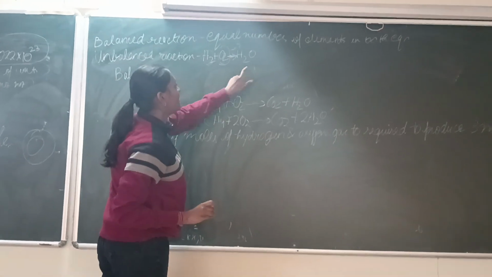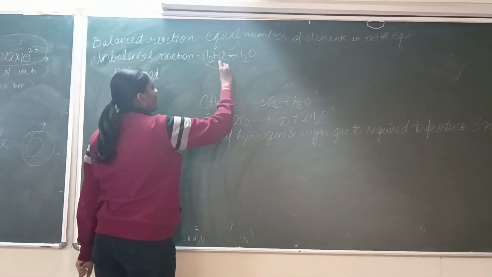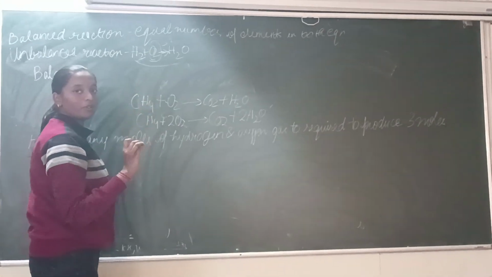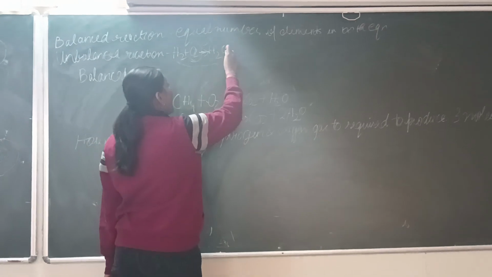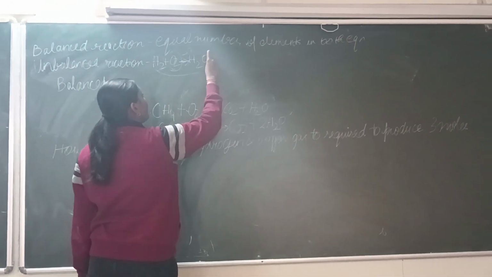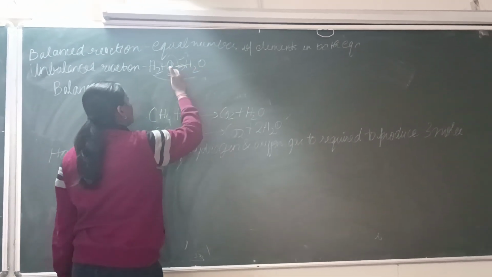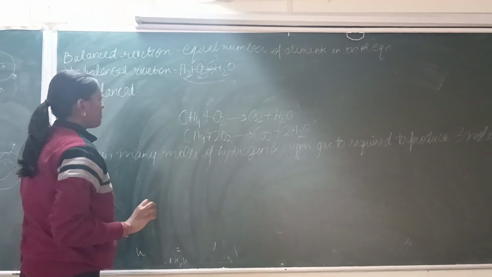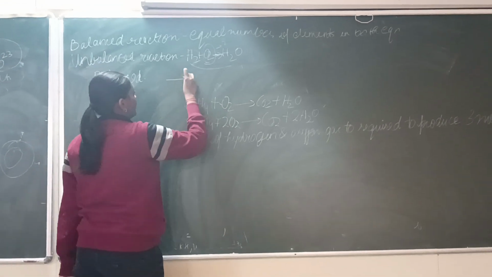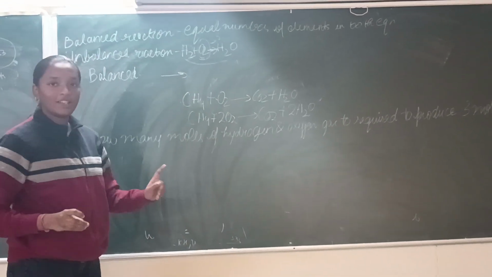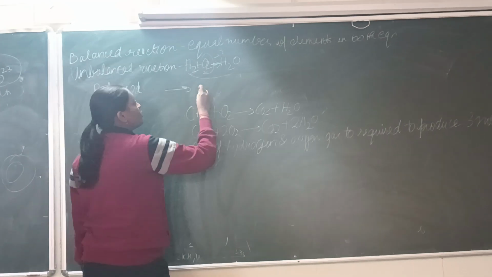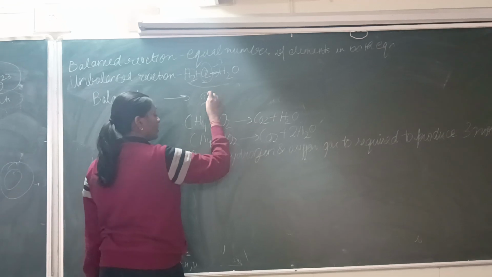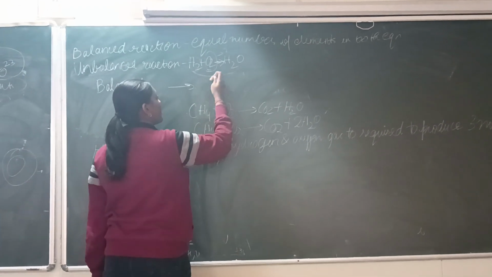Although the number of hydrogen is balanced because it is 2 on both the sides, you can see that it has only 1 O on the right side but 2 O's on the left side. So we will call this an unbalanced reaction. How will we make this a balanced reaction? For converting it into a balanced reaction, you will have to compensate for the number of O's.